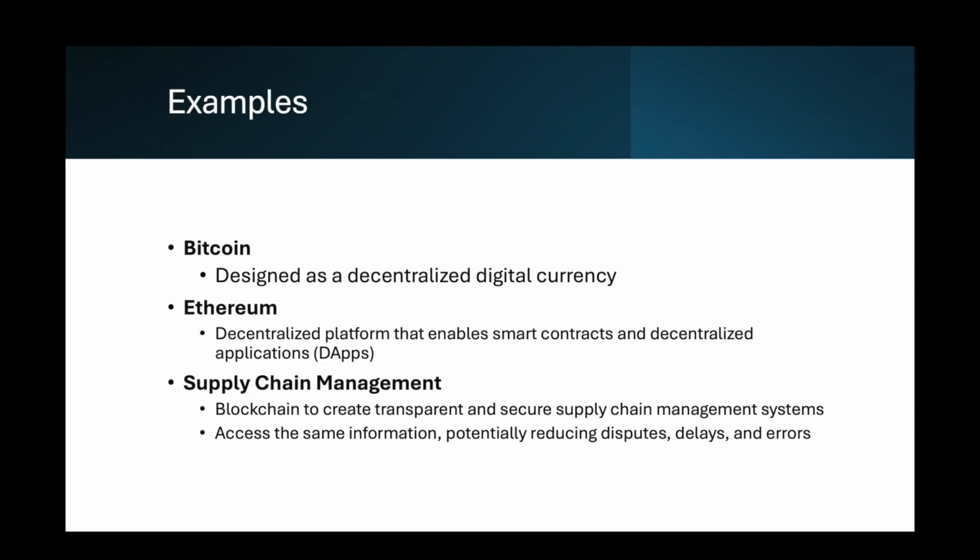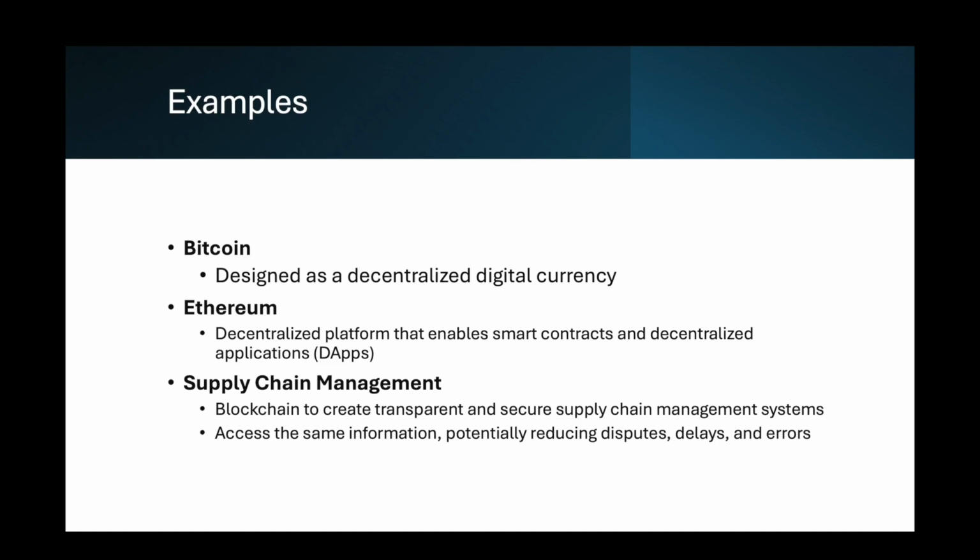Examples. Bitcoin, the first and most well-known application of blockchain technology, designed as a decentralized digital currency without a central bank or single administrator. Ethereum, a decentralized platform that enables smart contracts and decentralized applications to be built and operated without any downtime, fraud, control, or interference.